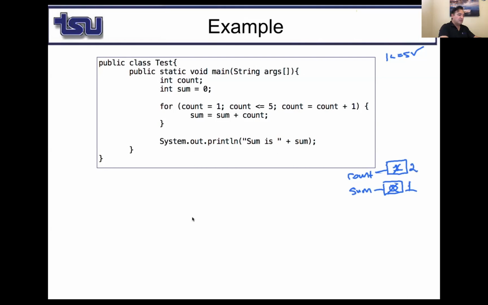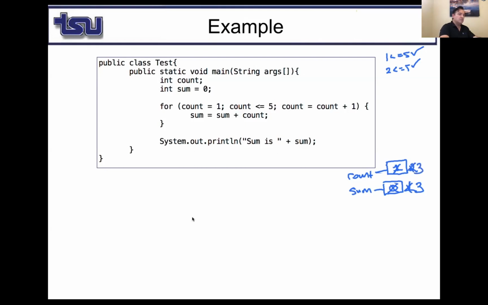Once I do the update, I'm going to go back and check the condition. I will not go back to initialization. So I repeat: I initialized, checked the condition, executed the statement, updated, and came back to the condition. This time the condition is true, count less than or equal to 5. I get inside. Sum is equal to sum plus count, that means 1 plus 2, which is 3. So sum becomes 3. And then I do update again. Count becomes 2 plus 1, which is 3. And then I come back to the condition.